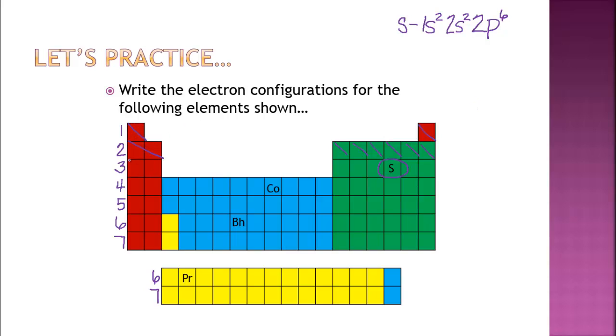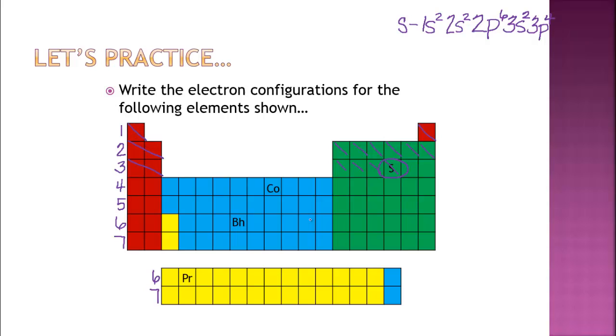So then I move on. I'm in my third period, so I'm in my third energy level. So I have 3S, covered both of them, so 3S2. Still in my third period. So now I just count over until I hit my element. I'm in the third energy level, I'm in the P block, and I count over 1, 2, 3, 4. So then I'm 3P4. That would be my electron configuration for sulfur without having to do any of the energy pyramid.